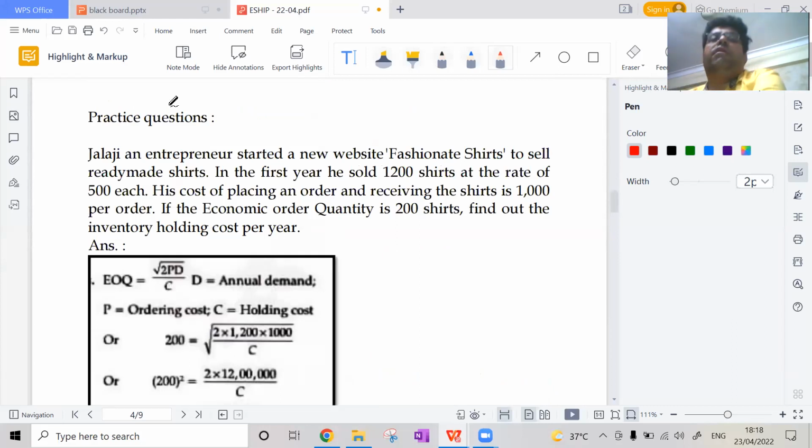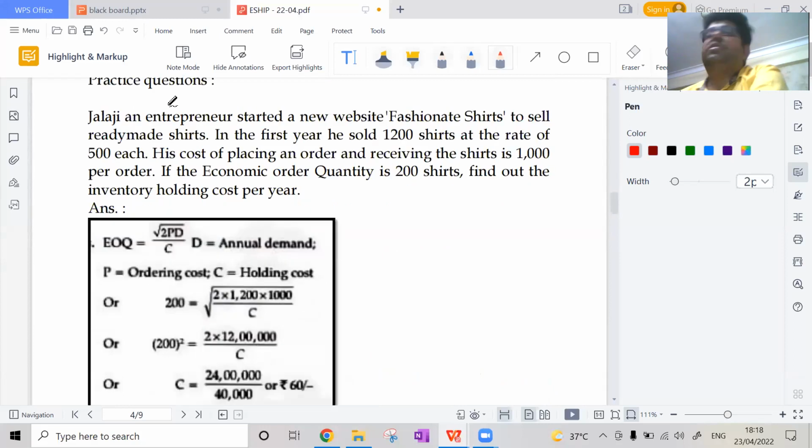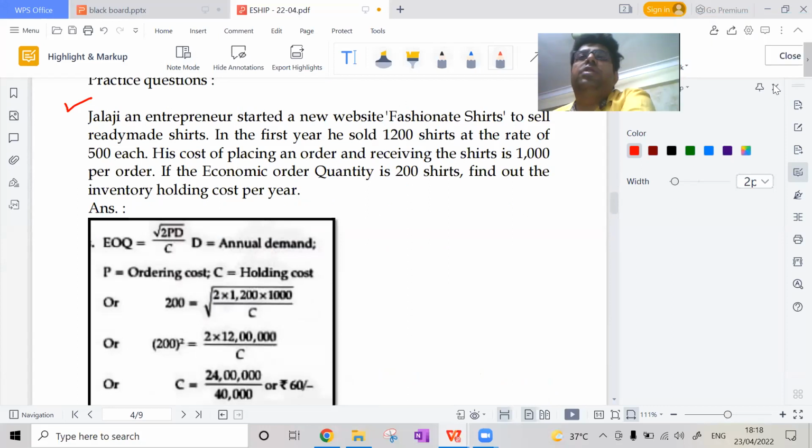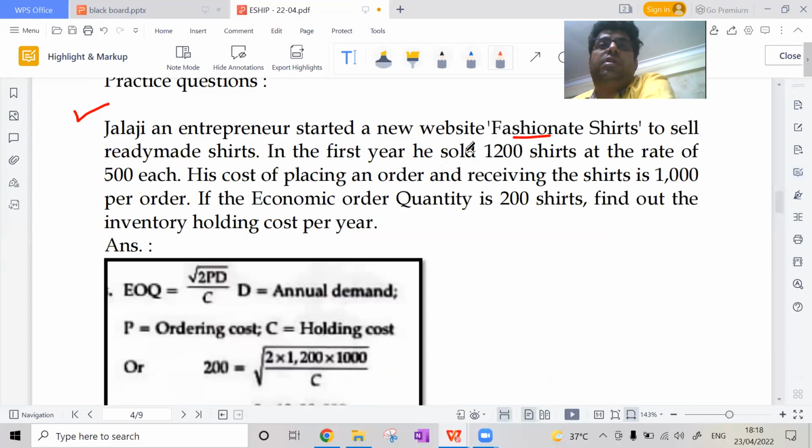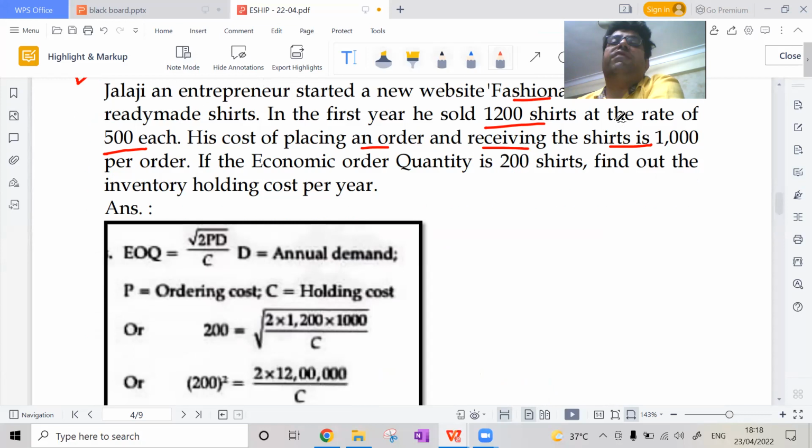Yes. Now, one practice question in front of you. Definitely EOQ is there because an EOQ question has come in the sample paper. So, as per my observation, in the upcoming examination, an EOQ question will also be there. A simple question here: an enterprise started its shirt business, selling ready-made shirts, around 1,200 shirts at a rate of 500 each. The cost of placing an order and receiving the shirts is 1,000. If the EOQ is 200, see, it is a reversal question.